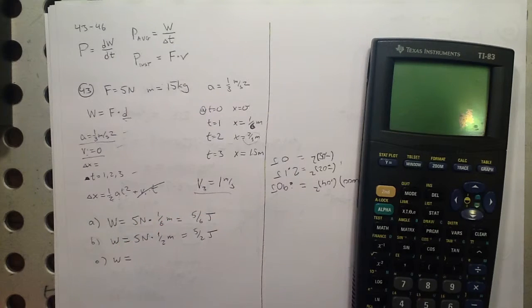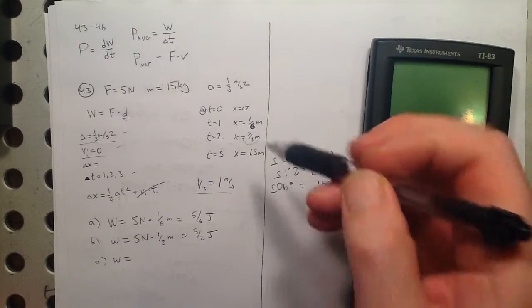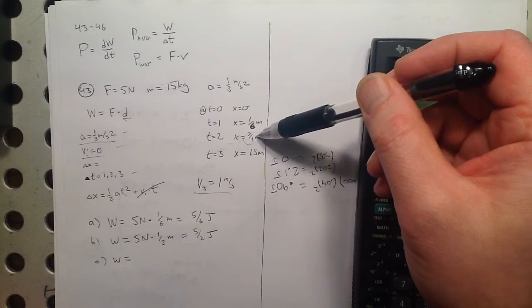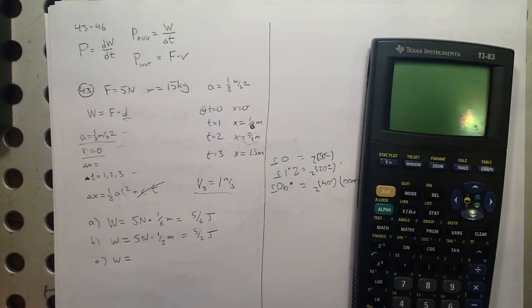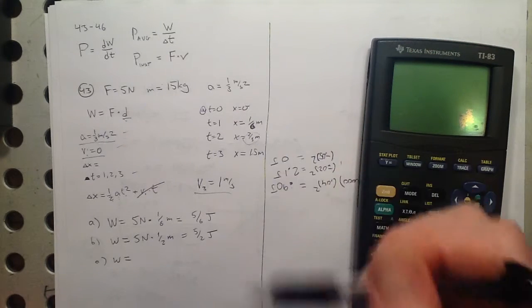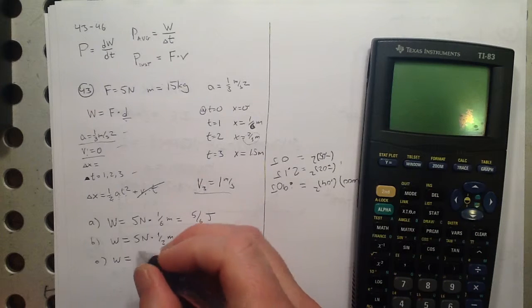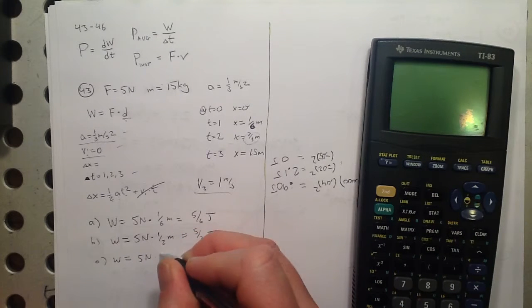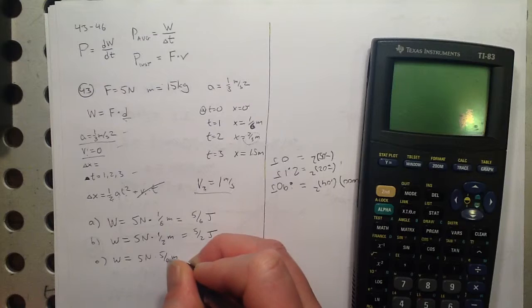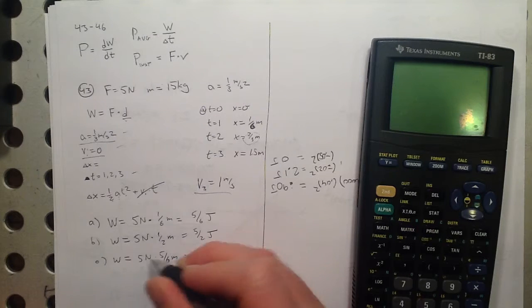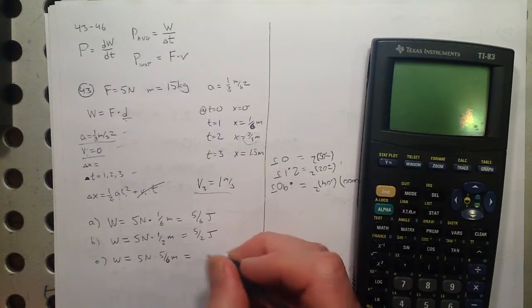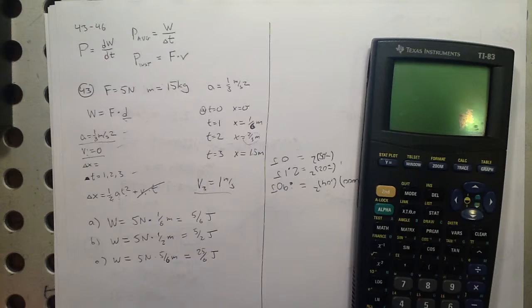And then the work done in the third second, that's from 2/3 to 1.5. That's a half plus a third, which I think is 5/6. You can check my math there. Sorry if that's not right. So it's 25/6 joules.